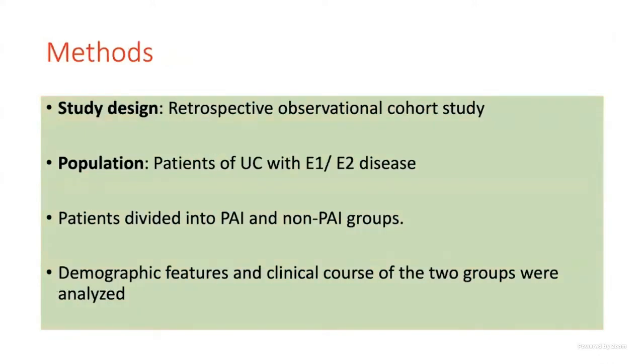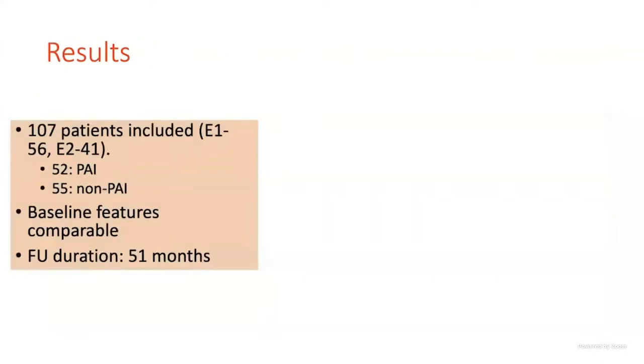It was a retrospective cohort study which included patients of UC with E1 or E2 disease, and the patients are divided into PAI and non-PAI groups, and the demographic features and clinical course of two groups were analyzed. 107 patients were included, roughly 56 with E1 and 52 with E2, and about the same number, 52 had periappendial inflammation and 55 did not have. The baseline features were comparable.